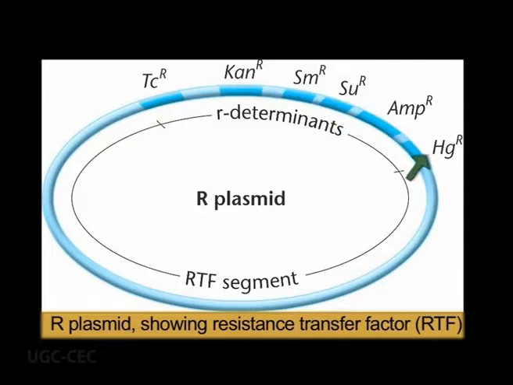And HgR, as you know, is another unique point. HgR is for hydrargyrum, or mercury. So they are resistant to mercury. That means they can survive in a particular environment containing mercury. So this transformation by the entry of this R plasmid will make the bacteria resistant to antibiotics.